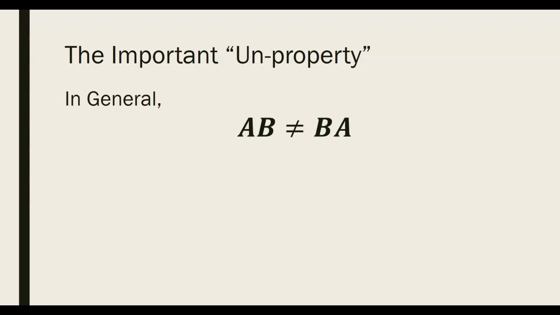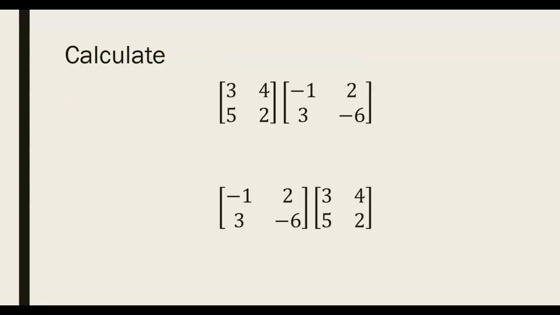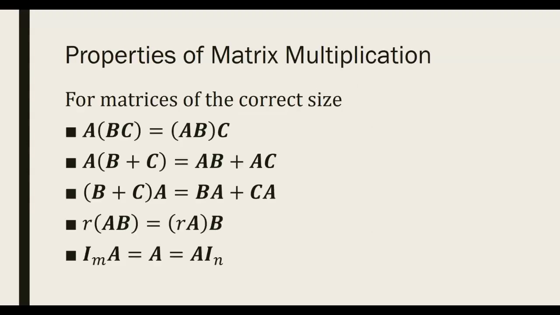So again, the very important property when you multiply matrices: order matters. Okay? Now, even though commutativity breaks down with matrix multiplication, we do get some fairly nice rules associated with matrix multiplication. In particular, even though commutativity breaks down, we still get associativity. So if I multiply A times B times C, as long as they're in the same order, it doesn't matter which matrices I multiply first and which ones I multiply afterwards. Again, these are all for matrices of the correct size and scalars R.